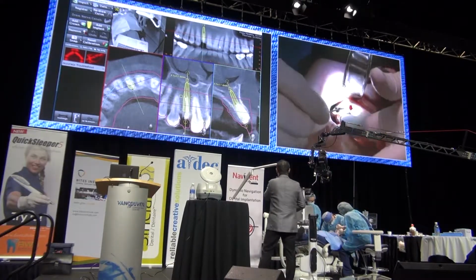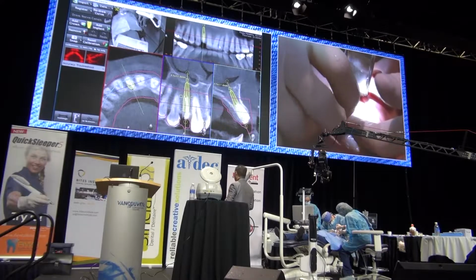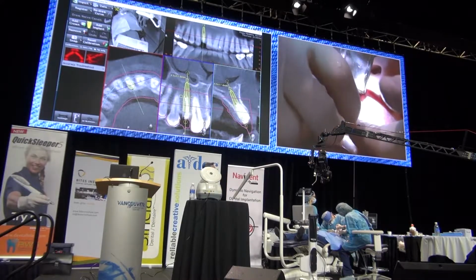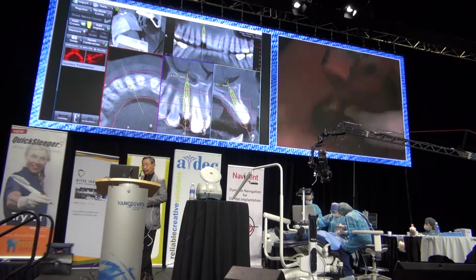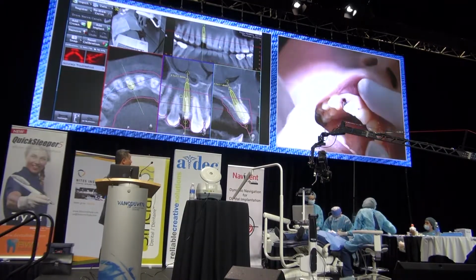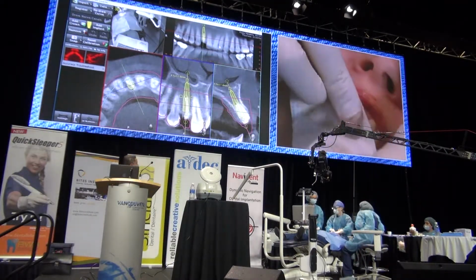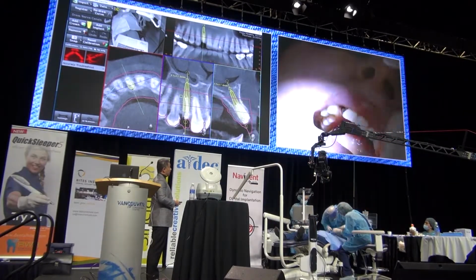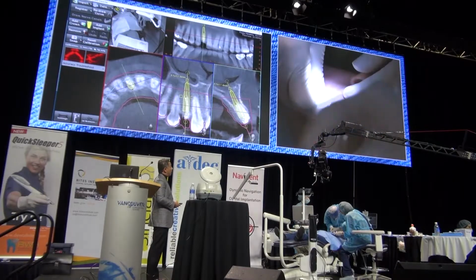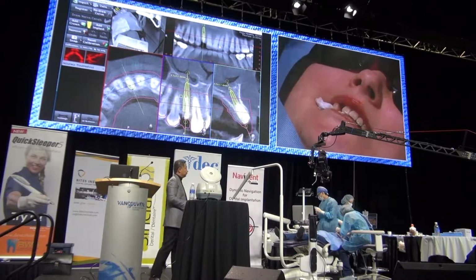Now Dr. Kwan will put a healing abutment in to hold the soft tissue profile and of course prevent blood getting in and or the graft material. So now we just ask the patient to relax, bite down on the gauze, and it'll take the lab a few minutes to do this.